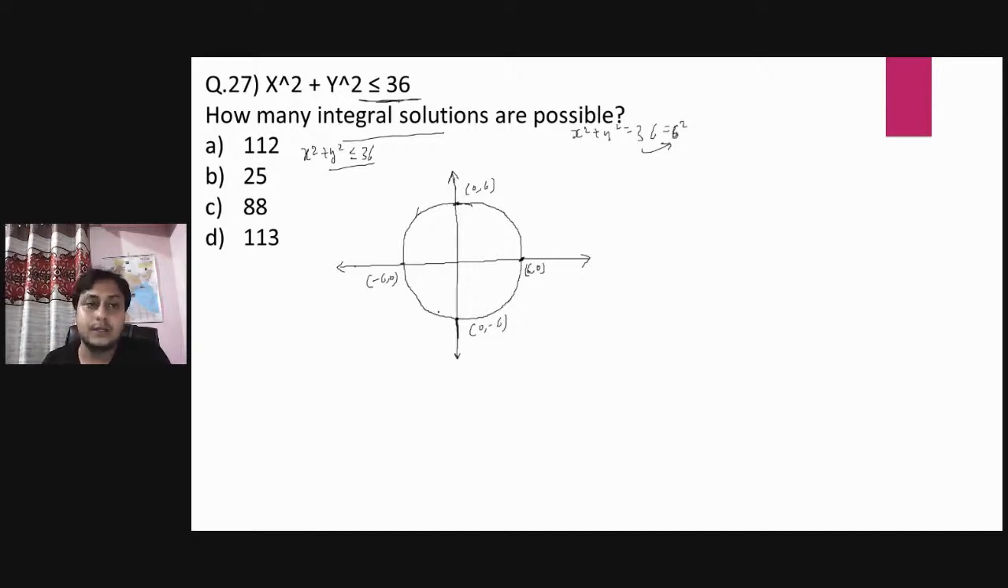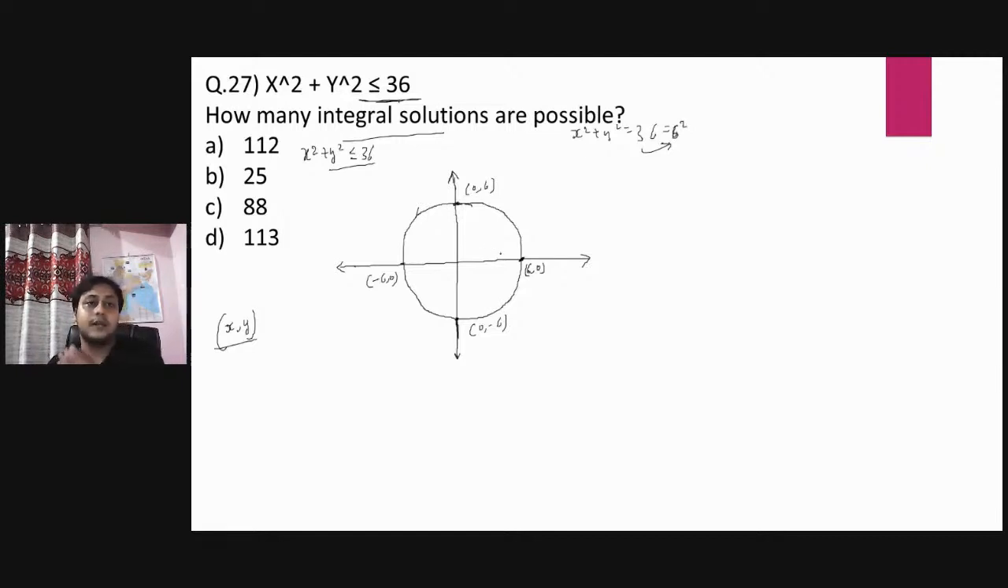Integer points means, what is a point? A point is defined by two coordinates x and y. So x and y should be integers. It means you have to find the points inside the circle that fulfill this condition, right? So now think in this way. First find the coordinates. First find the points on the axes, meaning the x-axis and y-axis.